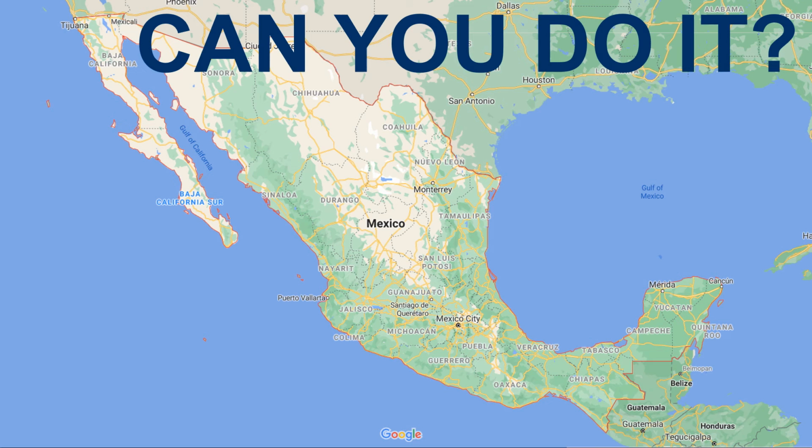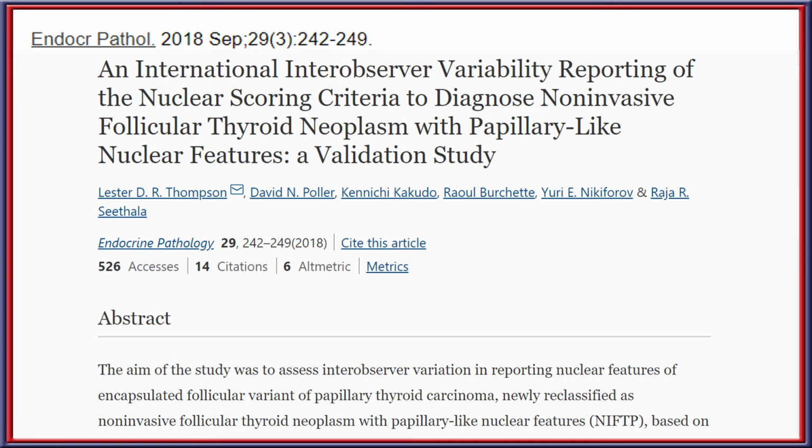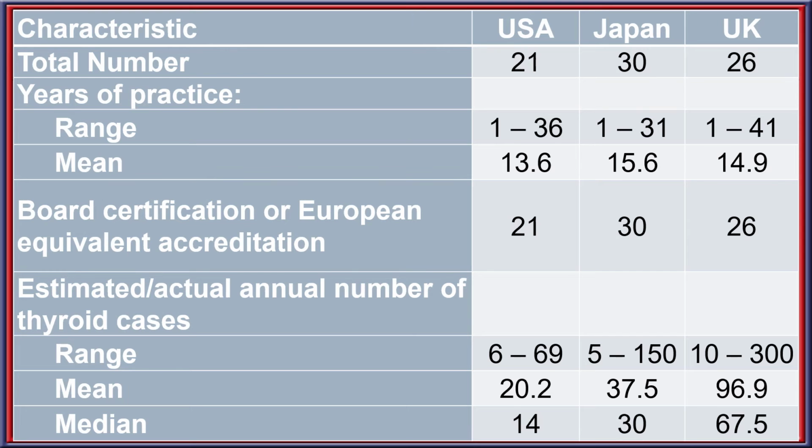So, can you come up with the diagnosis in Mexico? And I think the resounding answer is absolutely. So we did a very nice international inter-observer variability reporting of the nuclear criteria as a validation study. And in this particular group, we took people from the US, Japan, and the UK. You can tell that there's about equivalent number of people from each group. We did a mean number of years of practice, whether they had board certification or not, and the number of cases that they were able to review. And you can tell that there is an equivalence between each of these groups.